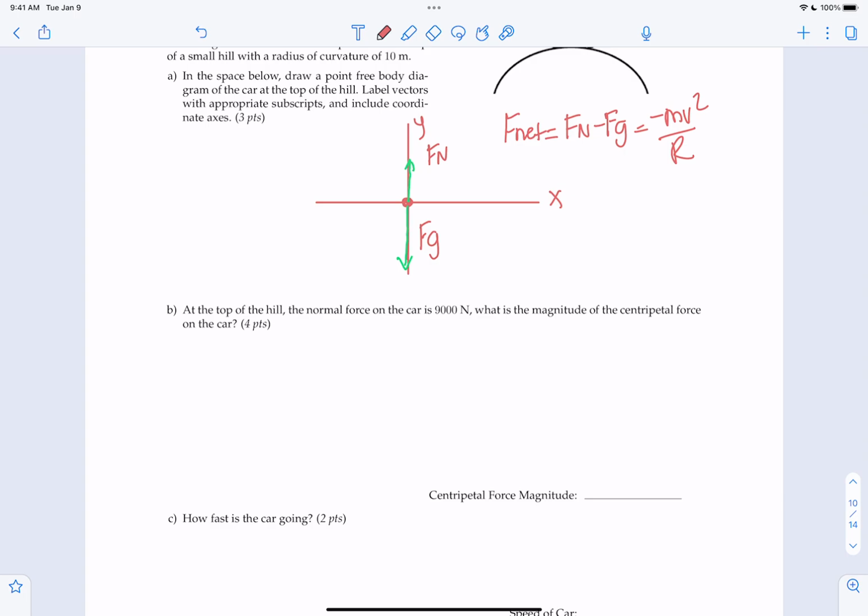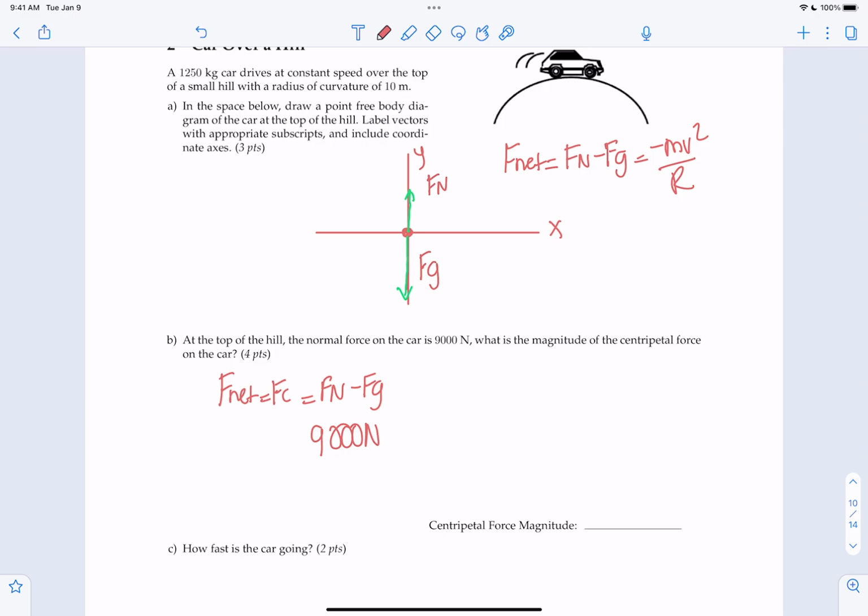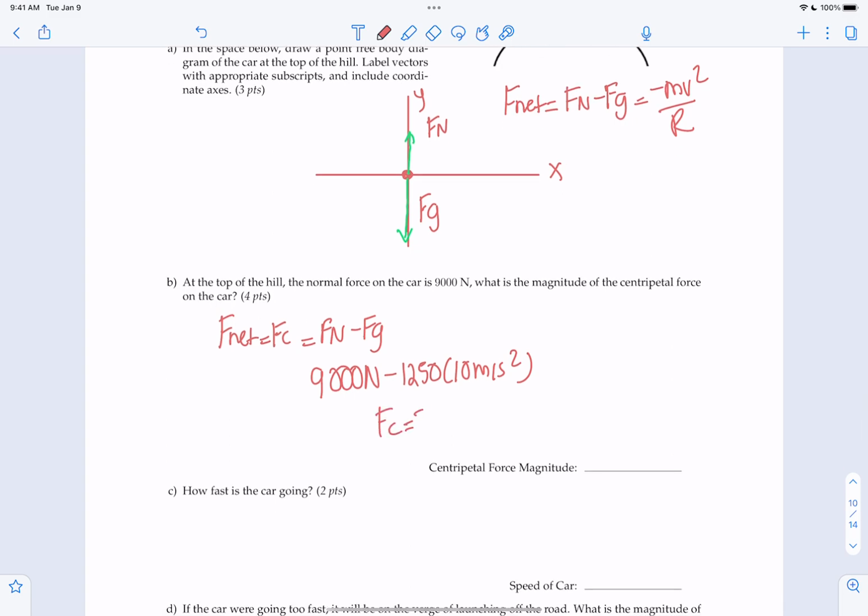But yeah. For part B, it says at the top of the hill, the normal force on the car is 9,000 newtons. What is the magnitude of the centripetal force on the car? Right? Now, we know that F net is equal to our centripetal force, and that's equal to Fn minus Fg, right? So this is 9,000 newtons, and they gave us the mass of the car was 1,250 kilograms, so 1,250 times 10 meters per second squared. Let me calculate that out real quick, and that should give us 9,000 minus 1,250 times 10. And that should give us a centripetal force of negative 3,500 newtons. And they're asking for the magnitude, so the magnitude of Fc is just 3,500 newtons.